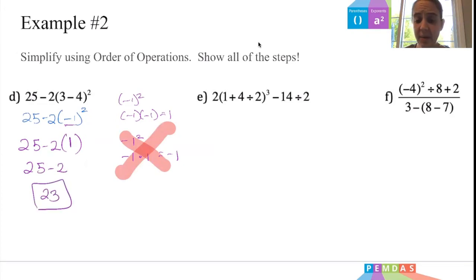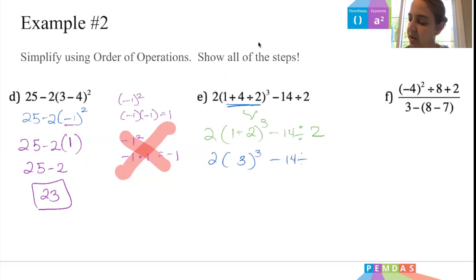In example E, or letter E, we are going to deal with those parentheses first, but inside of those parentheses, I have addition and division. So we want to do the divide by. 4 divided by 2 is going to be 2. So this is 1 plus 2 cubed minus 14 divided by 2. Inside those parentheses next, keep going, that's addition. So I've got 2. 1 plus 2 is 3 cubed minus 14 divided by 2.